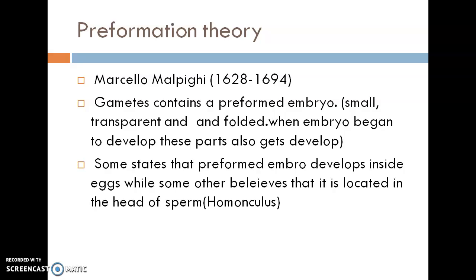Some say that the preformed embryo develops inside the egg, while others believe that it is located in the head of the sperm. So, there are two strategies to explain this preformation theory. One says that this preformed embryo is present in the egg. Others say that it is present in the sperm head, and the sperm head is called the homunculus. So within the sperm head, this preformed embryo is positioned, and as development proceeds, the size increases and it forms a fully developed organism.